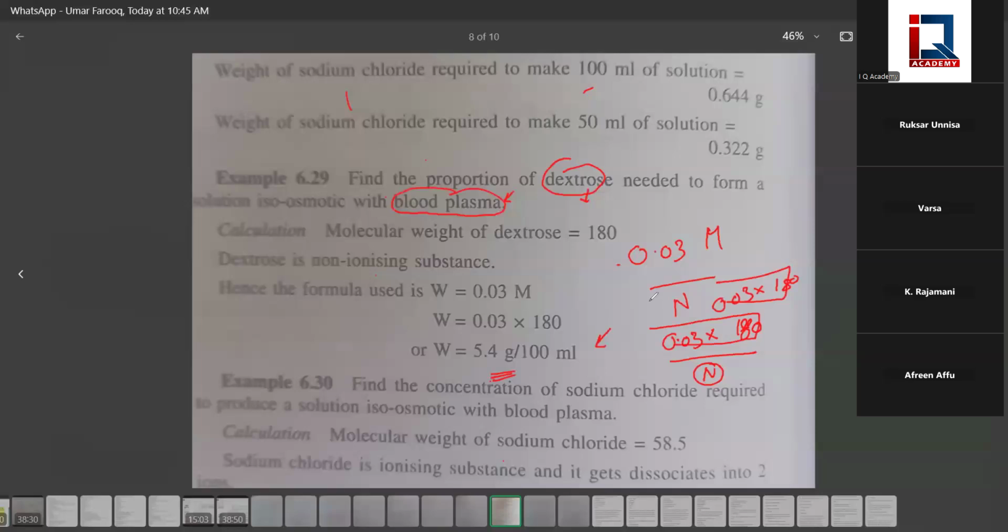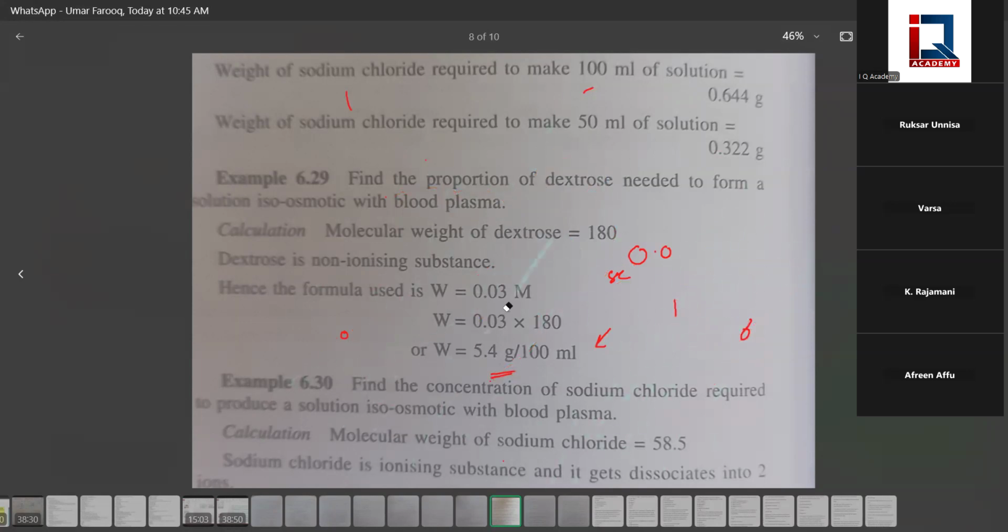This formula is so simple. 0.03 into M by N. As this is a non-ionic substance, it cannot be dissociated, so the N value is taken as 0. The M value is the molecular weight of dextrose, 180. So 0.03 into 180 gave me the value 5.4. Got it? So this is how, when freezing points are not given, you use the molecular weight. See the next problem. It is the same, using the molecular weights.